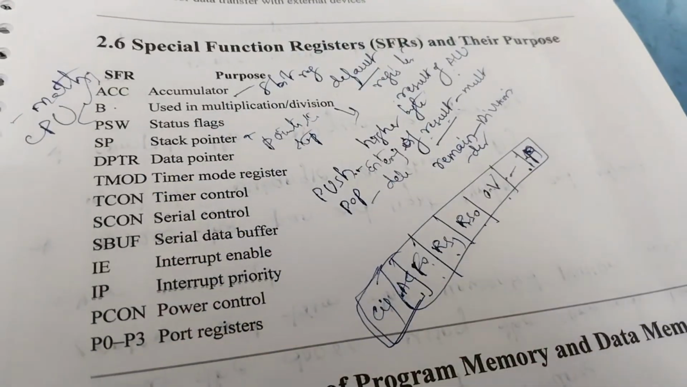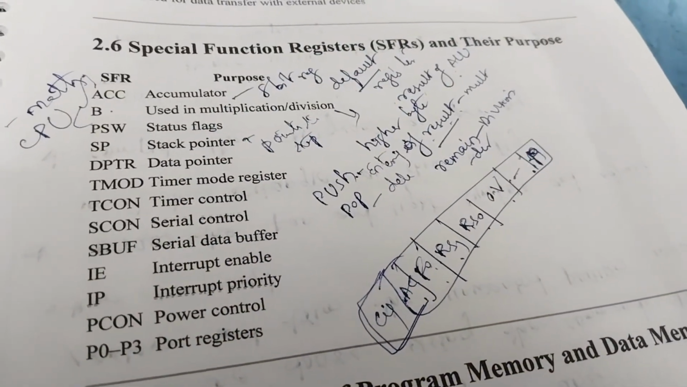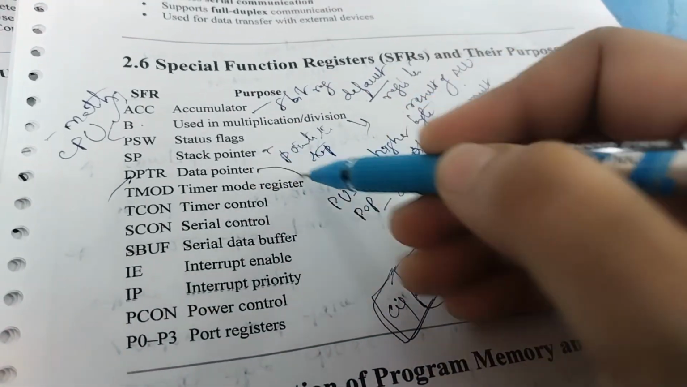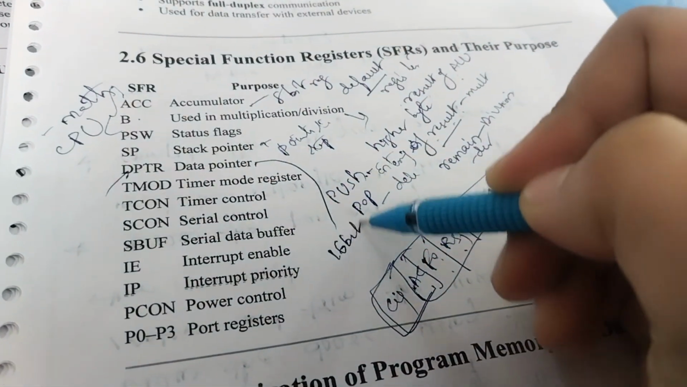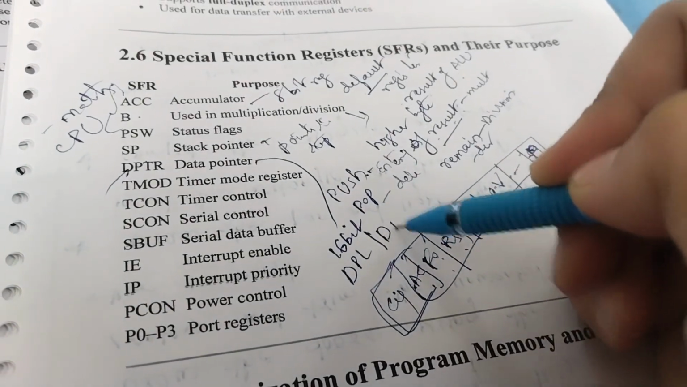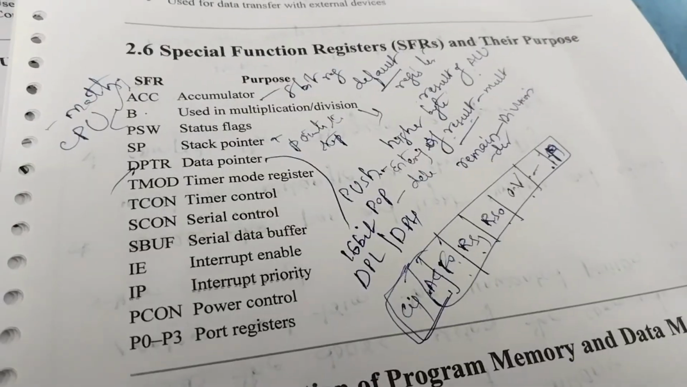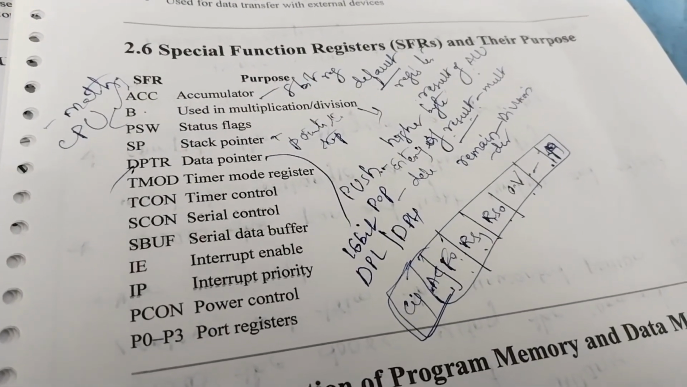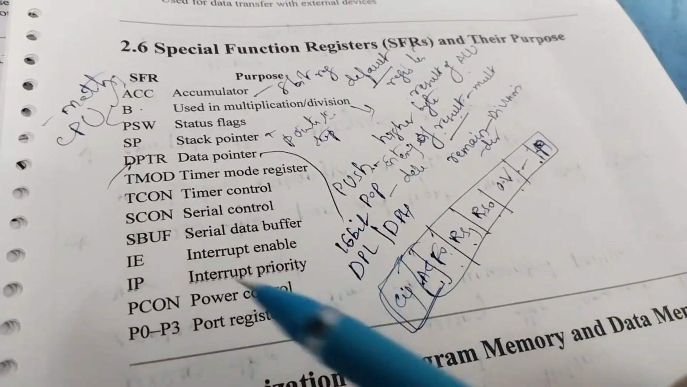So next we have DPTR, data pointer. It is a 16-bit register. It is divided into two halves. One is DPL, data pointer low, and DPH, data pointer high. Next timer mode register, timer control register, TCON, serial control, SCON, serial data buffer.